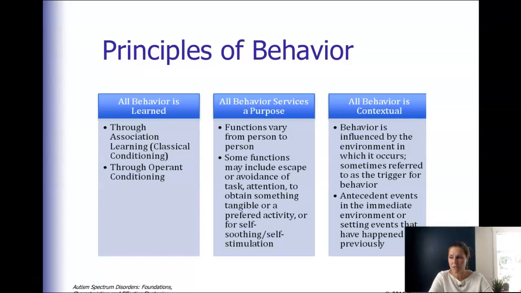So for instance, every time you're around your friend Joe, you get into trouble. That's a trigger for antecedent events. Remember, that's the A in the ABC of a behavior contingency. Antecedent events are events that happen immediately before a behavior occurs. So those are the three things that we have to keep in mind as we learn about the principles of behavior and how ABA is applied.